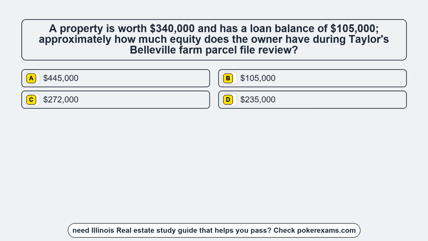Question 12. A property is worth $340,000 and has a loan balance of $105,000. Approximately how much equity does the owner have during Taylor's Belleville Farm parcel file review? Option A, $445,000. Option B, $105,000. Option C, $272,000. Option D, $235,000.